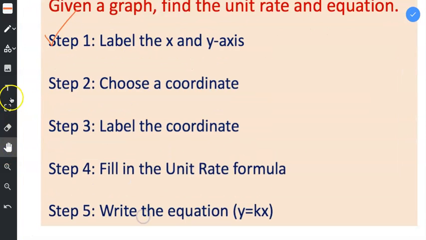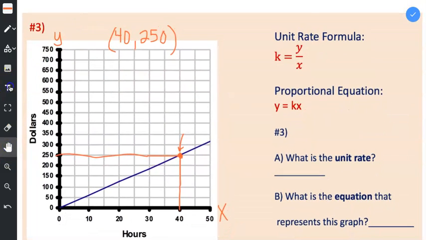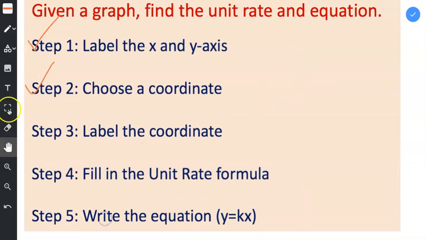And step 2, we chose a coordinate. So let's mark that off, step 2. Step 3, label the coordinate. All right, so I'll pan back down, label the coordinate. So I'll use my typing tool for this. So 40 is x, 250 is y. The x is hours. Look down here, x is hours. So I type hours, and then y is dollars. All right, so let's go ahead and check that off. I labeled the coordinate.